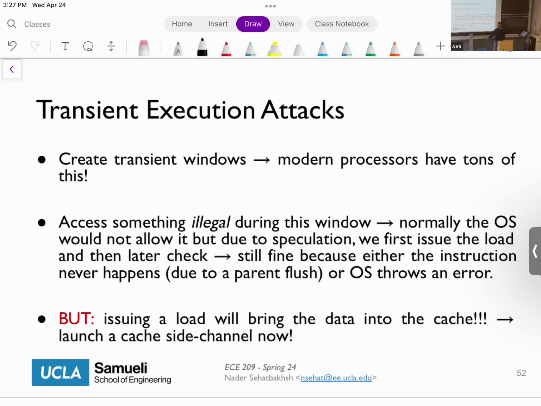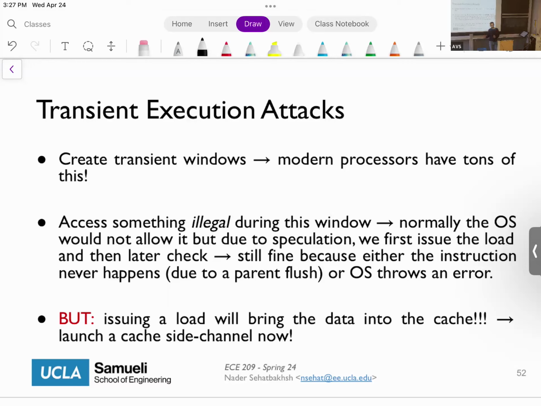So as a result, the data will be brought into the cache. Even if we flush things out, we're not going to flush things out of the cache, okay? So the illegal data that we brought is going to be stored in the cache. Now, all I need to do is a cache side channel attack to actually read that value, okay? So now it's a two-step algorithm.